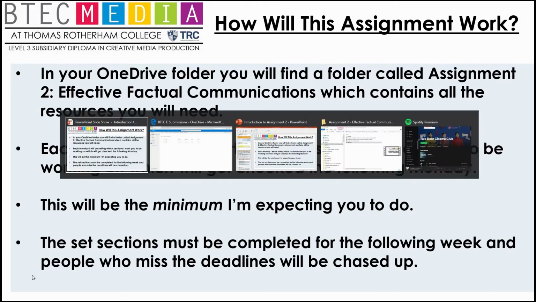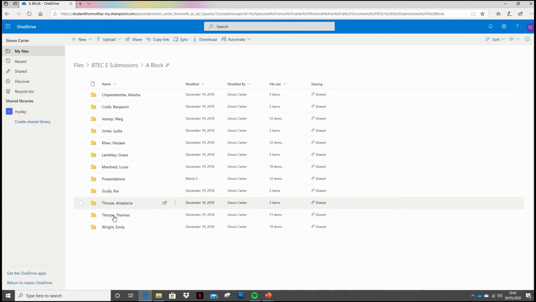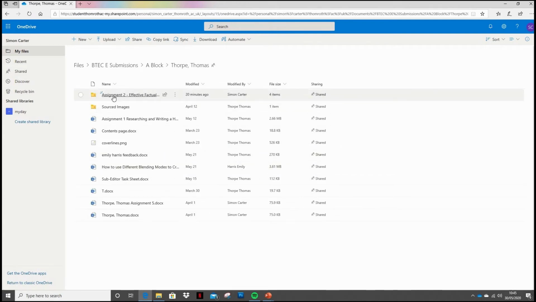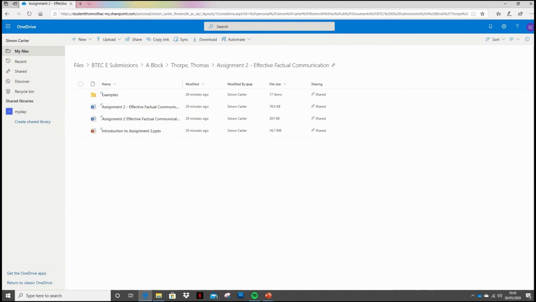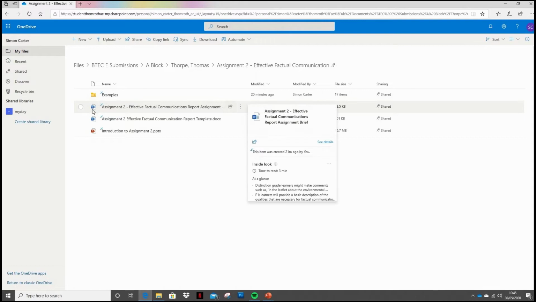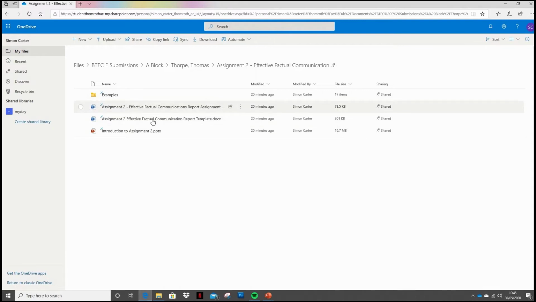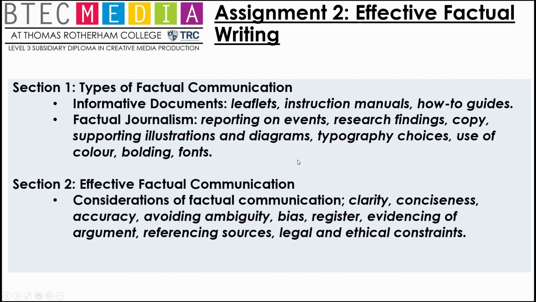If you go into your OneDrive folder, I'll just use this one as an example, there should be a folder in here called Assignment 2 Effective Factual Communication. In here you've got 4 different documents. You've got this PowerPoint presentation I'm going through right now, you've got the template, and you've got the assignment brief. You don't really need to worry too much about the assignment brief because most of the detail is on here. All the work that you should do for this assignment should be in here. If it's not there, have a quick check and let me know and I can add it to your folder, but I'm pretty sure I've got everyone's in there.